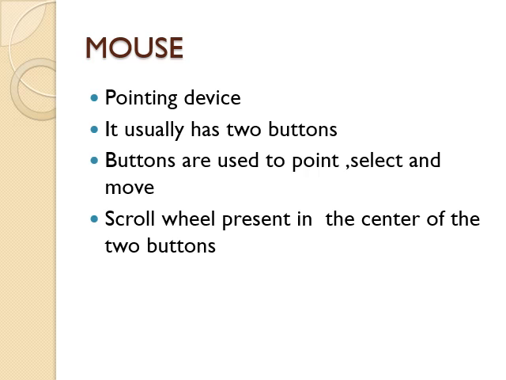One, mouse. Mouse is a pointing device. Basically, mouse has two buttons, and in between the two buttons there is a wheel that is called a scroll wheel. These buttons are used to point, select and move. The mouse is connected to the CPU by a cable. It is also used to draw pictures.